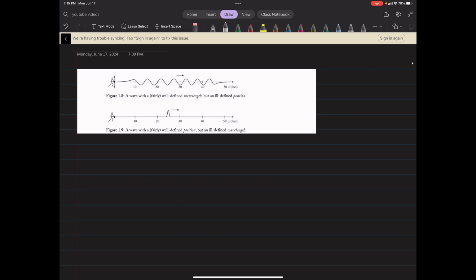But in figure 1.9, it's a little bit different. Here, it's a pulse wave. So the little stick figure guy gives the rope a quick jolt up and down, and then it sends this pulse wave down the rope to the other side. And in this case, the wave is a little bit more localized. So if you said the wave is at about 25 feet, okay, we get what you're saying. But if you asked what the wavelength was, well, this isn't a repeating function. So what does that even mean? It's not a periodic function.